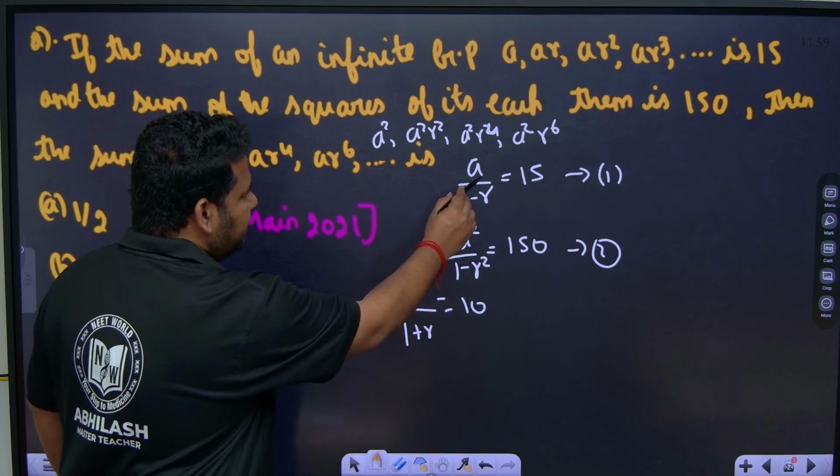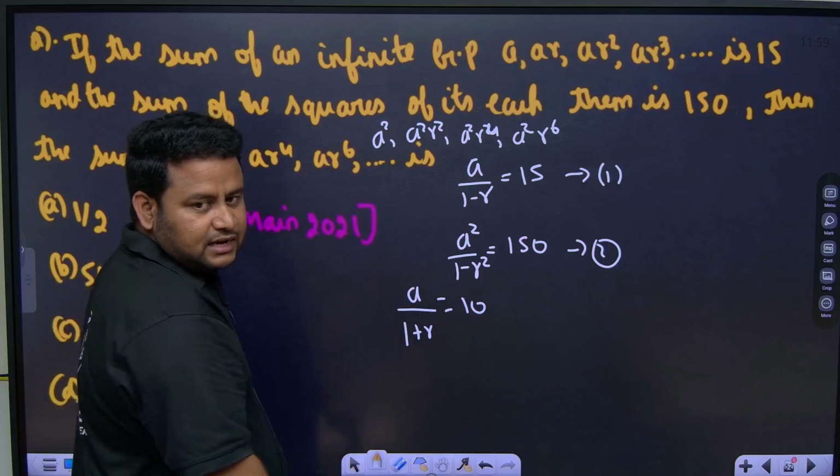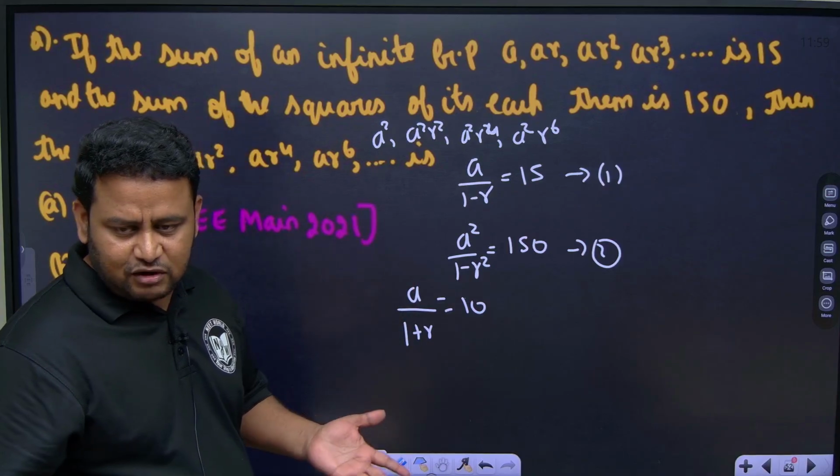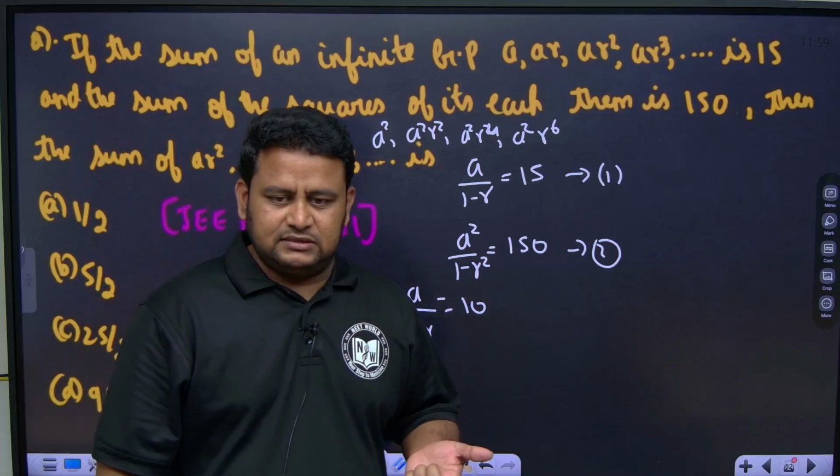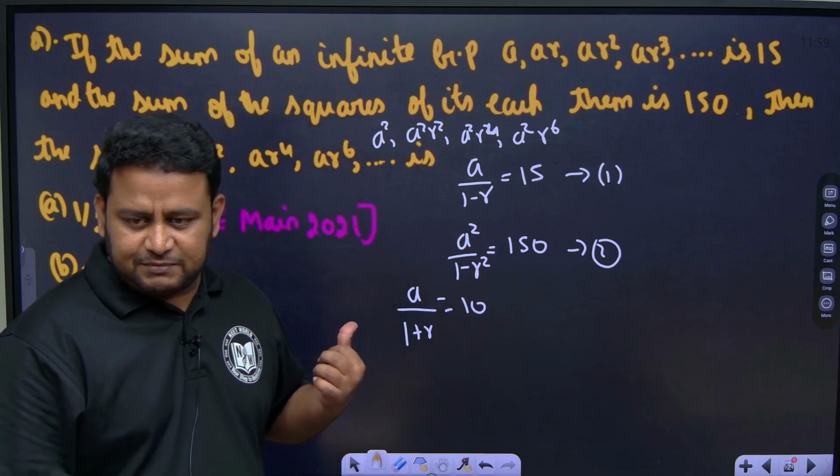Now I want to find the value of r. Then I will find the value of a. I told you, AP means you have to find a and d. GP means you have to find a and r. First let me find r.